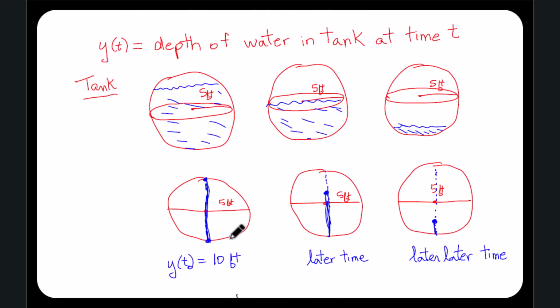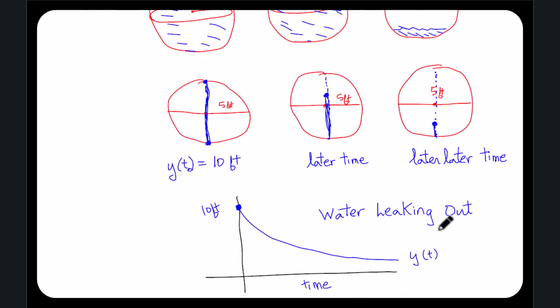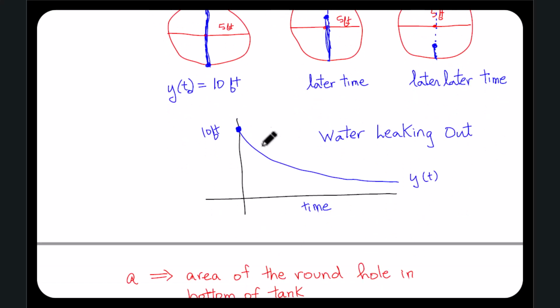So initially, when the tank is full, the height of the water is 10 feet. As we go down in time because it's leaking, y of t is shrinking, and eventually the height of the water in the tank is 0. So we've got the water leaking out over time, going down towards 0.